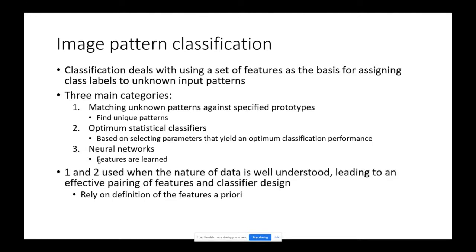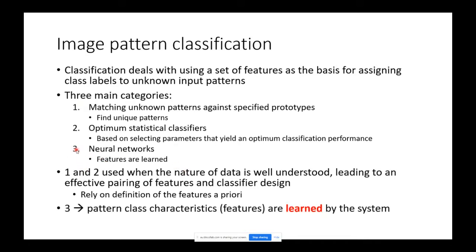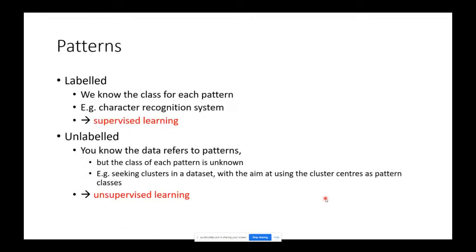For 1 and 2 that we're going to see today, the nature of the data is well understood, leading to an effective pairing of features in classifier design. So for the initial classifiers 1 and 2, you know what the pattern is, and we give the right features for the pattern classifier. For 3, it actually learns the features. So pattern class characteristic features are learned by the system. That's what a neural network does.